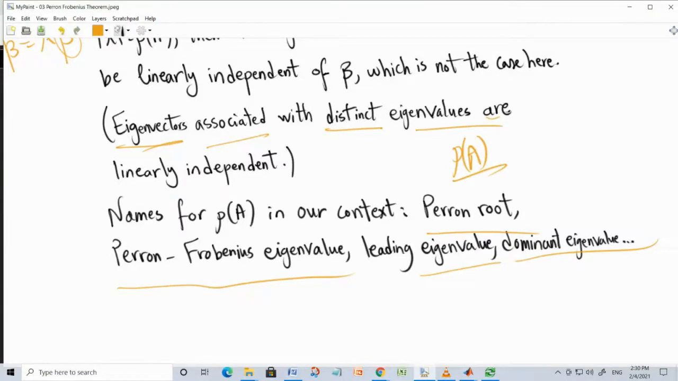Lambda over rho of A must be real? I don't understand. What lambda? Rho of A, spectral radius. So for a general square matrix A, you do eigen decomposition, you obtain the eigenvalues.